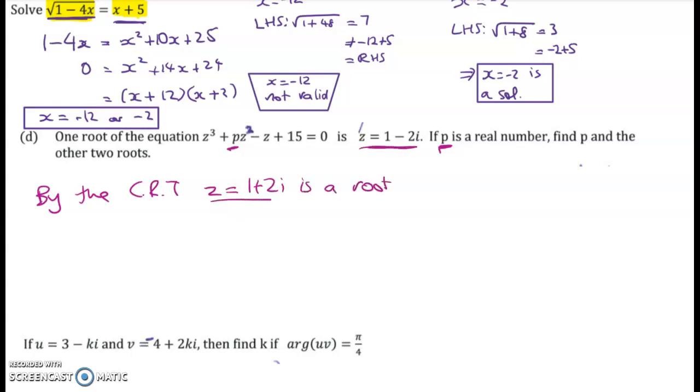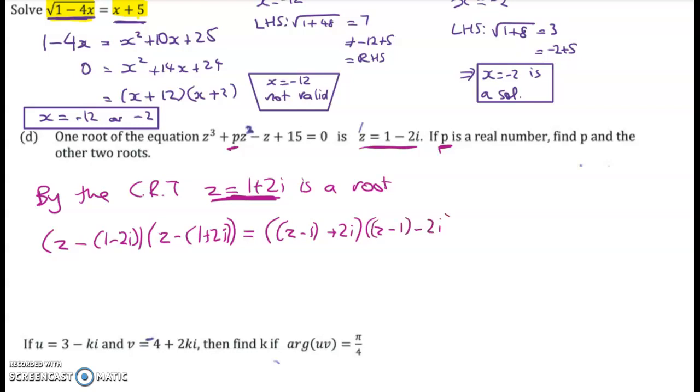Then we can take this root and this one, and we can work them through into a quadratic term. So we have z minus 1 minus 2i and z minus 1 plus 2i. The easiest way to expand this is to rearrange it and think of it as z minus 1 plus 2i times z minus 1 minus 2i, just like we did in class. Cleaning this up, we get z minus 1 squared, then we get plus 2i times that, minus 2i times the same thing, which is why this all works, and then we have minus 4i squared.